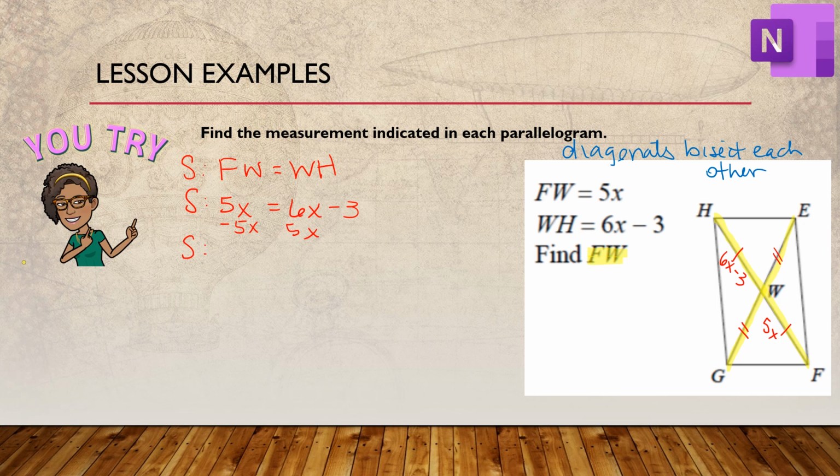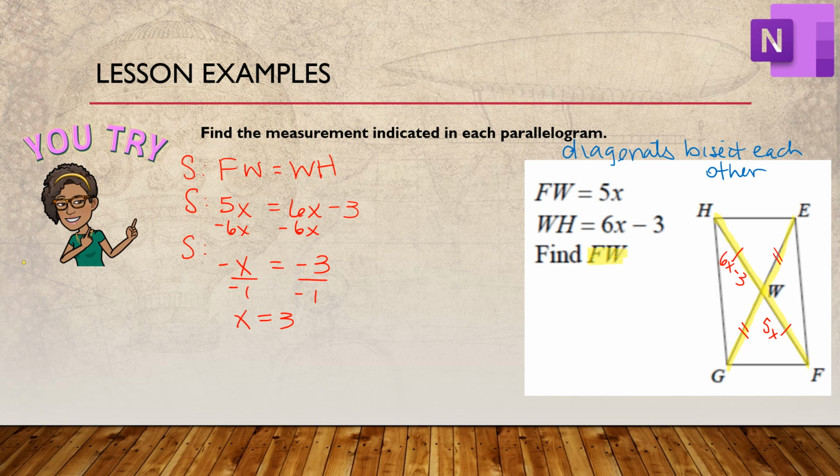Well, let's not go that way, because then I'm not going to have anything on the other side. So we're going to subtract the 6x. I'm so used to subtracting the smaller number from the bigger number. So I have negative x equals negative 3. To get rid of that negative, we're going to divide by negative 1. So I have x equals 3.